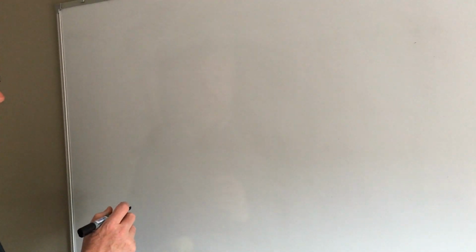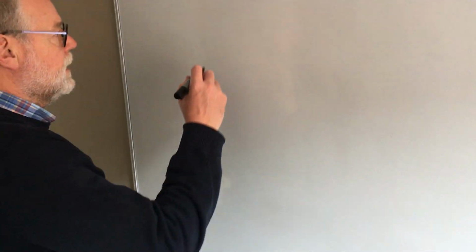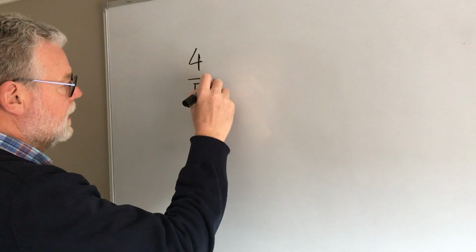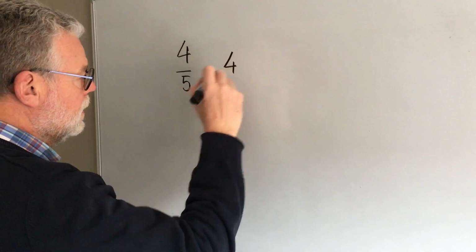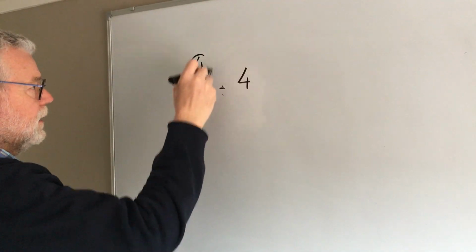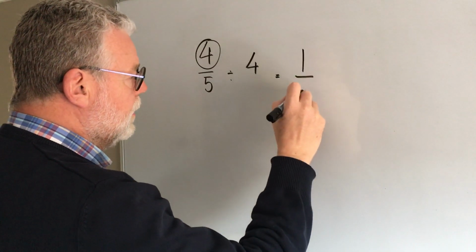We're going to talk now about dividing fractions by whole numbers. So if I had 4/5, for instance, and I divided that by 4, there's no problem there, because all we do is divide the numerator by 4, so the answer would be 1/5.